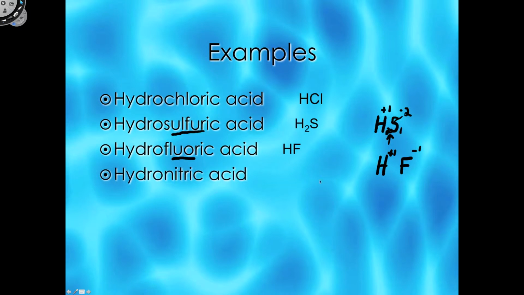And then last but not least, hydronitric. Again, how do we know that it is a binary acid? We know that it starts with hydro. And how do we know that nitrogen is the other element? Well, the root word is nitrogen there. So what's the symbol for nitrogen? N. Charge for hydrogen, +1. Charge for nitrogen, if you look on your charges sheet, -3. Does +1 and -3 add up to 0? No, they don't. So my 3 and my 1 are going to switch. We don't write the 1. And our answer is H3N.